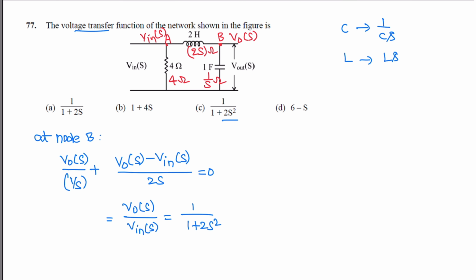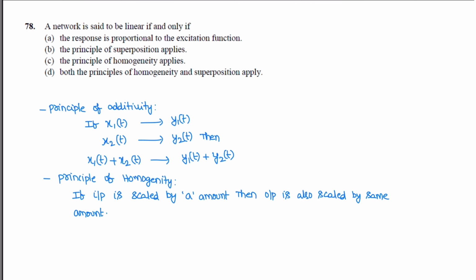Voltage transfer function: the ratio of output voltage to input voltage in S domain, that is 1 by 1 plus 2S square. Correct option is C. Next question. A network is said to be linear if and only if. A network is considered a linear circuit if it satisfies two principles, the principle of additivity and the principle of homogeneity.